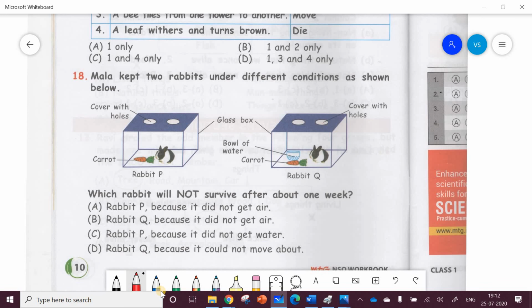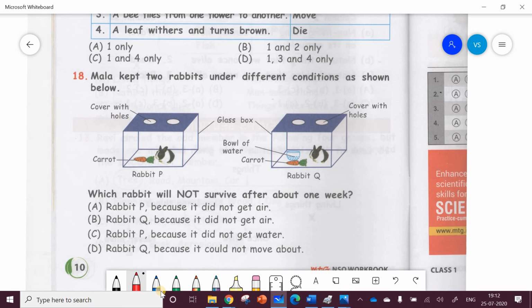Covering with holes, glass box covered with holes, carrot, and rabbit. What are you reading? Then this is the one. No, don't need to read those things. Read the question. Which rabbit? Where is it?